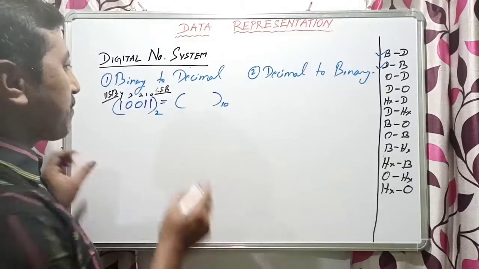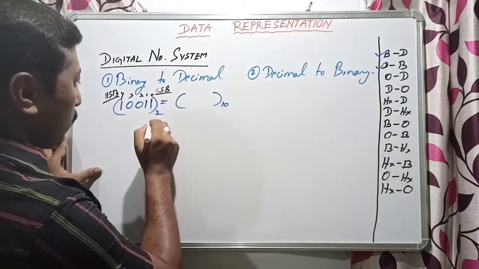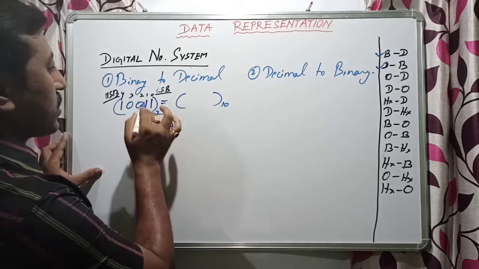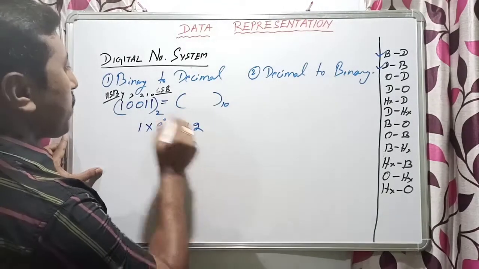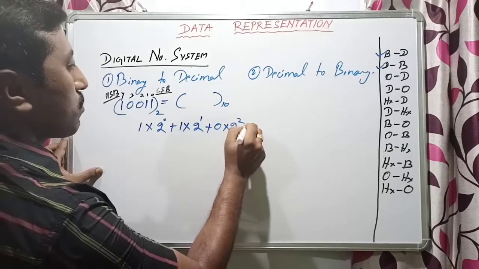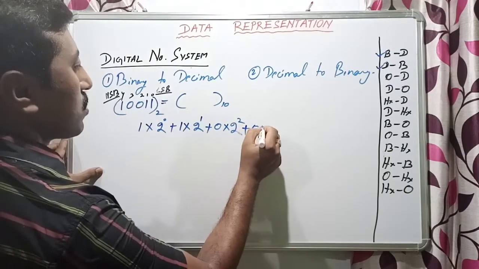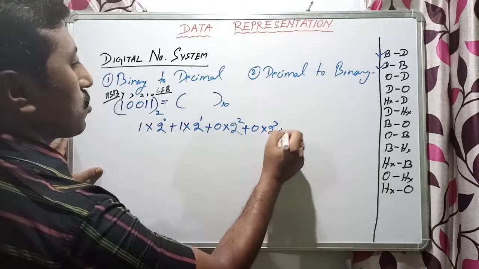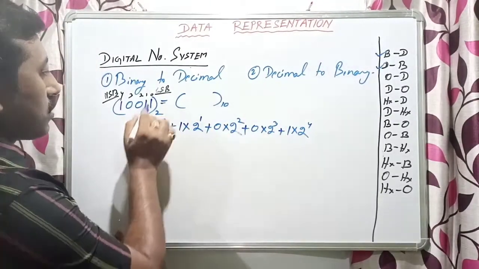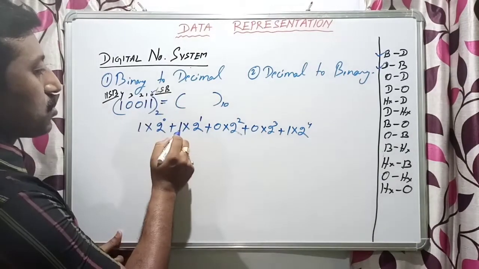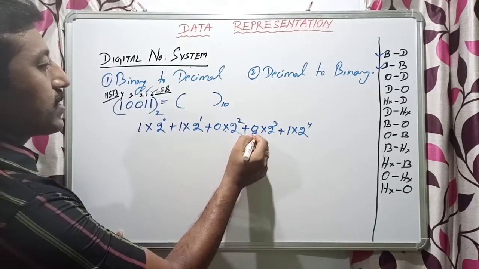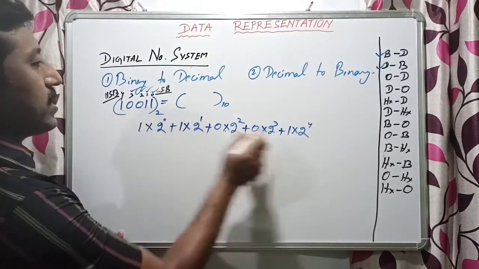So what is the rule I am telling you? Starting from 0, the first digit is 1. So first we take 1 into 2 to the power 0, plus the next 1 into 2 to the power 1, plus 0 into 2 to the power 2, plus 0 into 2 to the power 3, plus 1 into 2 to the power 4.